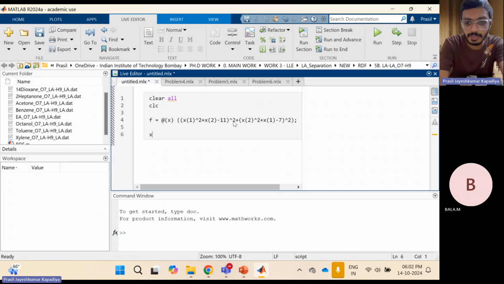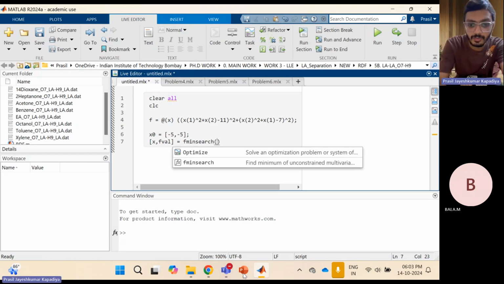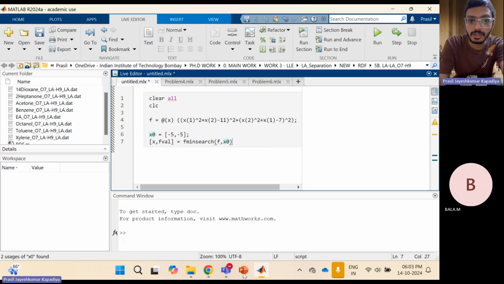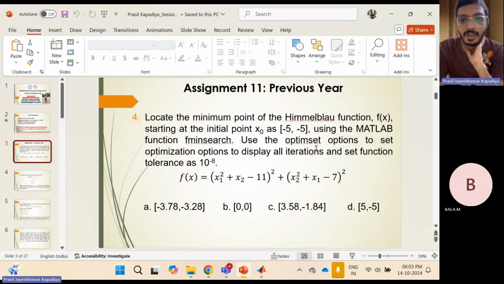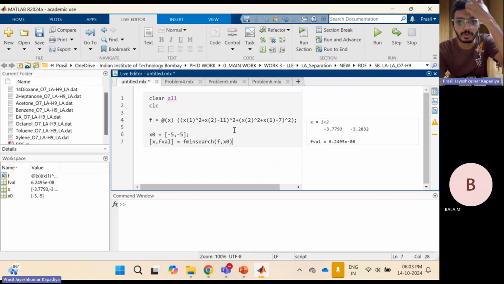And according to syntax, first we need to give the initial guess, and we are told to start with minus 5, minus 5. Then our solution is [x, fval] is equal to fminsearch, then function comma x0. This is the normal way of solving this problem. So we got some answer of minus 3.78, minus 3.28. But what is additionally told to us, we are supposed to use optimset to give the tolerance of 10 raised to minus 8. So we need to add that.